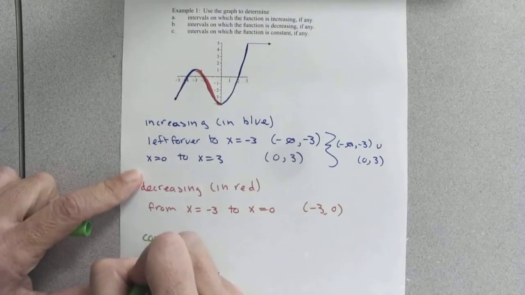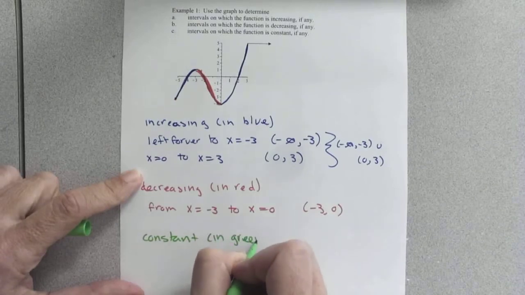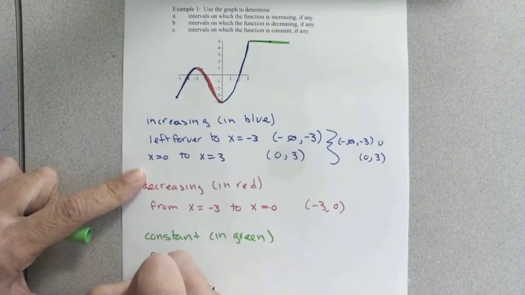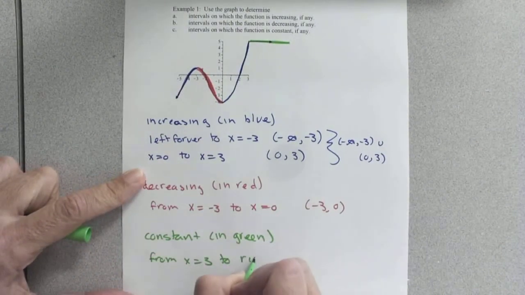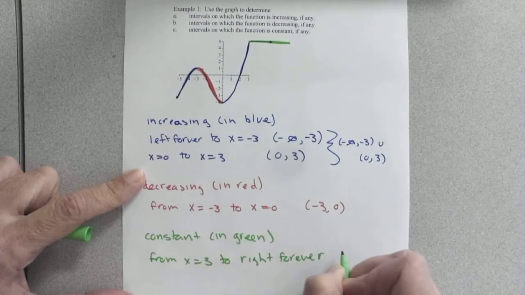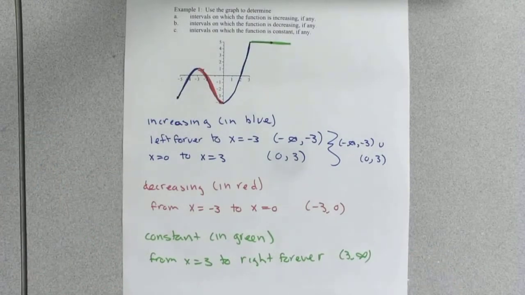And lastly, constant in green. So right there, from x equals 3 to the right forever. And that would be 3 to infinity. Again, parentheses. So there's increasing, decreasing, constant. Not terribly hard, and that's all we need for our purposes in this class.